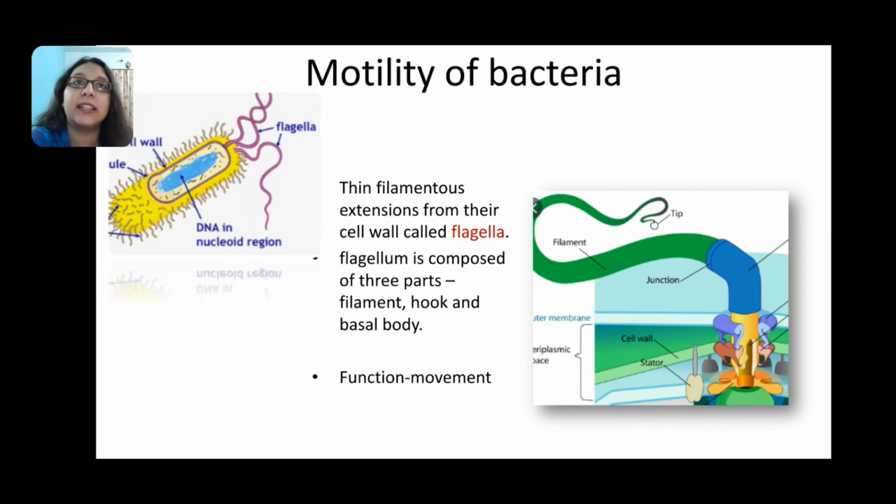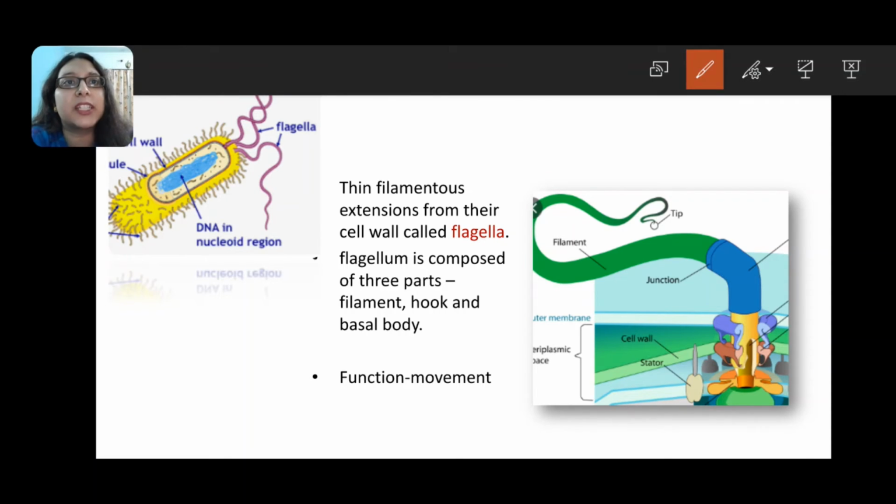Moving on to the next slide, we come to the motility of bacteria. Motility means the movement of bacteria. We move with the help of our legs, so how does a bacterium move? Do they have legs? No, they don't have legs, but they have a thing known as flagella. What is this flagella? Let me explain.